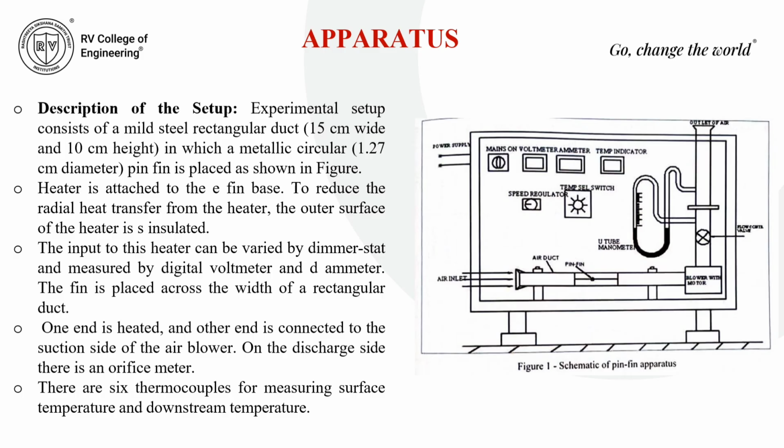We have seen how to take the different combinations of the factors. So let's conduct the experiment. This is the apparatus I have taken in order to conduct the experiment. It consists of an air duct with a pin fin, a blower with a motor, a U-tube manometer, a speed regulator, a temperature set switch, a voltmeter, an ammeter, and a temperature indicator. So this is the experimental setup.